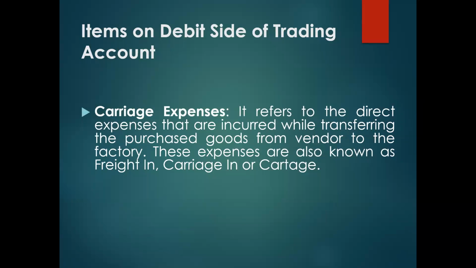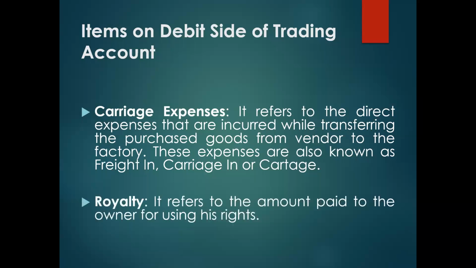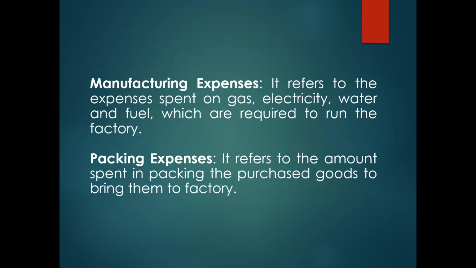In a few organizations it is mentioned as freight, in a few it is mentioned as just carriage or cartage. So all three refer to the same thing. And then royalty, that is the amount paid to the owner for using his rights. All these factors come on the debit side of the trading account.